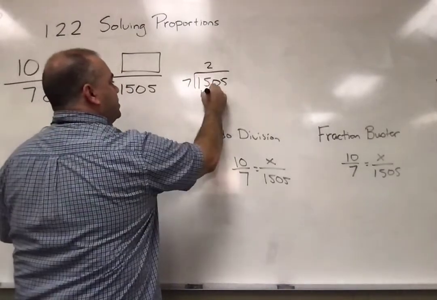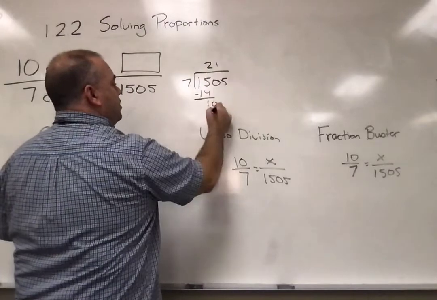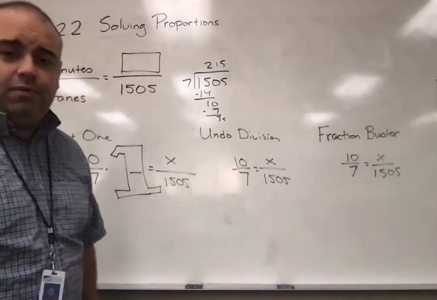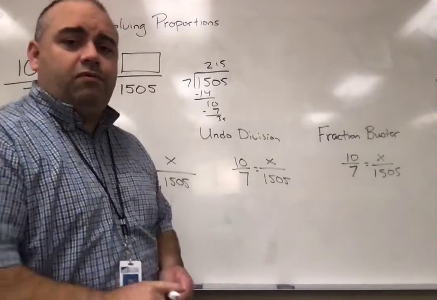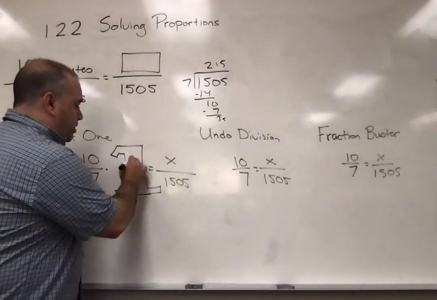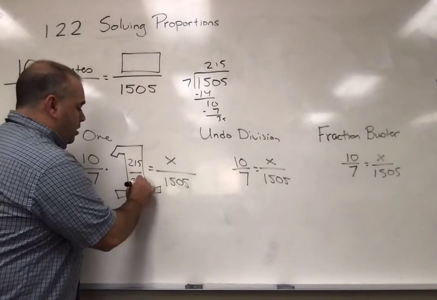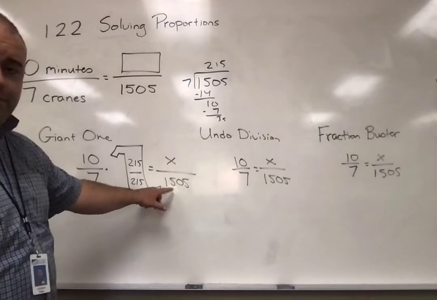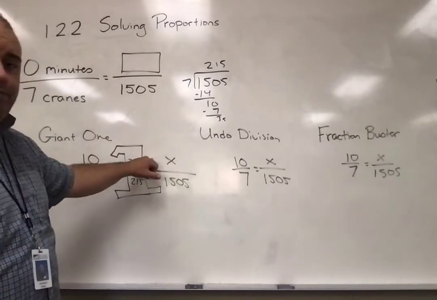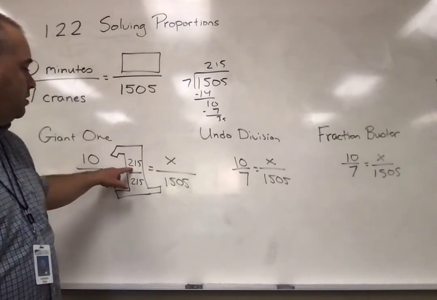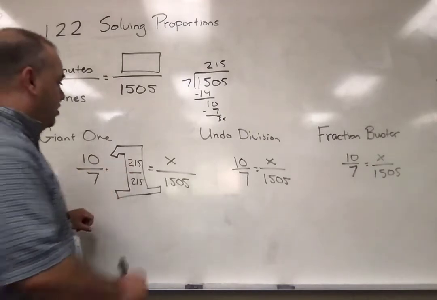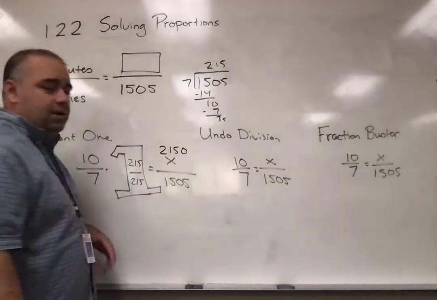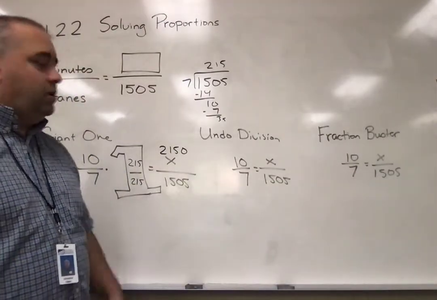So it goes in there twice. 14, 10, 1, 7, 35, 215. It works out exactly with no remainder, so that's in good shape. If we take that 215 and plug it in here and here, we're multiplying the same thing top and bottom. We already know 7 times 215 gives us 1,505 because we divided. Now we just have to solve the top. So we have 10 times 215, and we end up with x equaling 2,150. So that's how many minutes it would take him to build that many cranes.